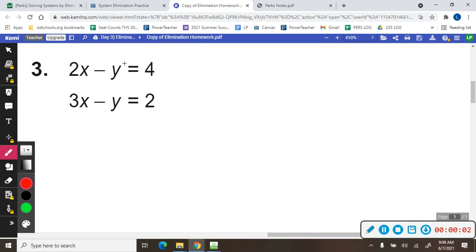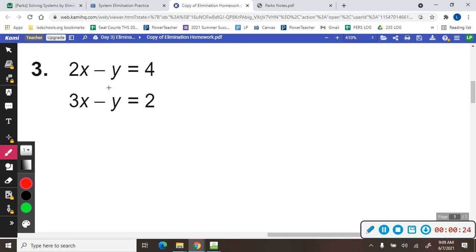So we're going to solve this using elimination. 2 and 3 are not opposites. 2 and 3 both go in a 6, so I could make one of these 6 and one of these negative 6. Here we have two negative 1s. Negative 1 and negative 1 are almost opposites. You just need one to be a positive 1.